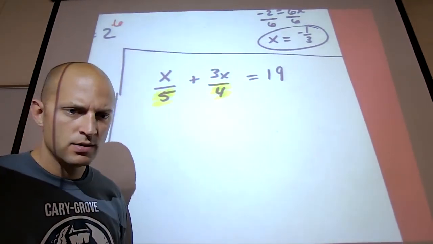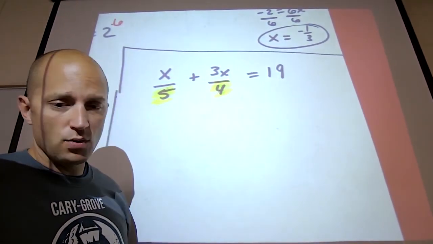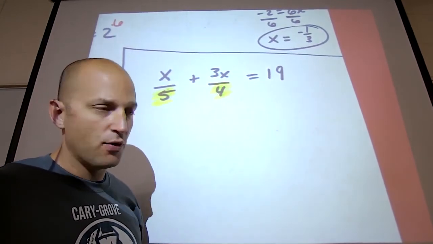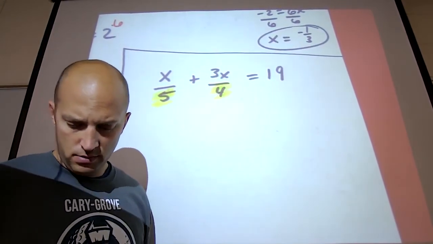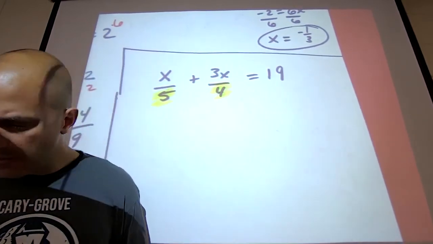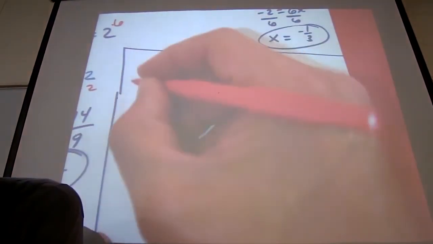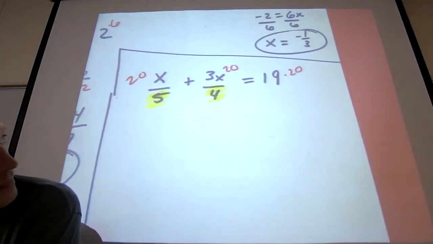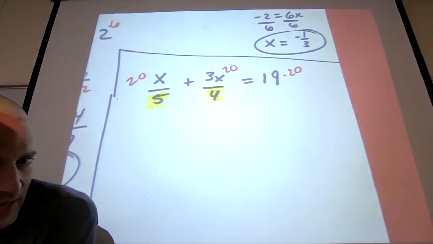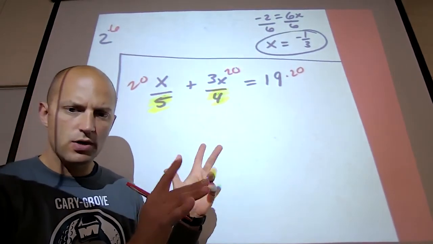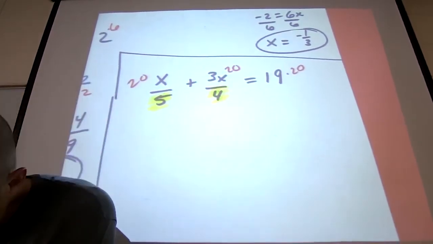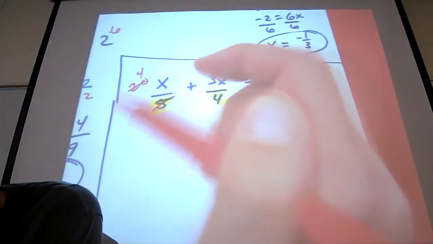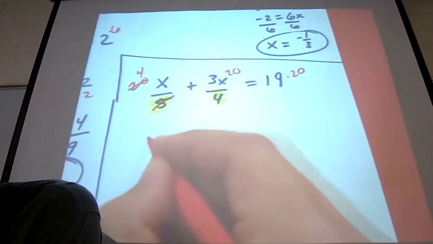All right. Well, let's get started. What's the LCD between 5 and 4? What's going to cross out a 5 and a 4, y'all? 20. So I'm going to multiply all of these guys by 20. Anything that's highlighted is going to disappear. 20 divided by 5 is 4. And then multiply. 4 times x is 4x.